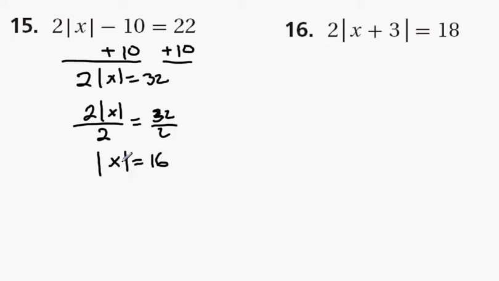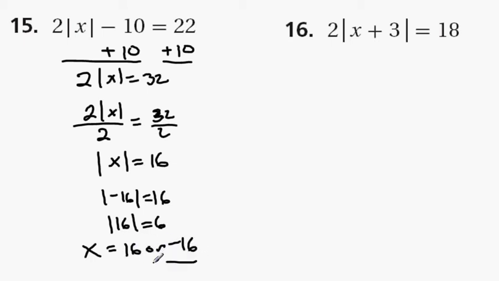So again, what two numbers can make this statement true? Well, I know the absolute value of negative 16 equals 16, and the absolute value of 16 equals 16. Therefore, x can be either 16 or negative 16.